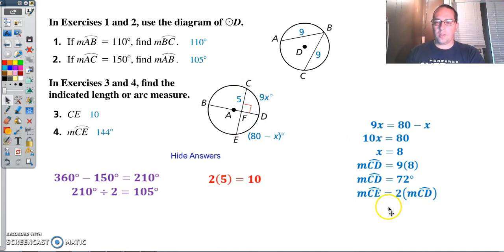Okay, here we go. We're just going to double the measure of arc CD. So 2 times 72 is 144. All right.